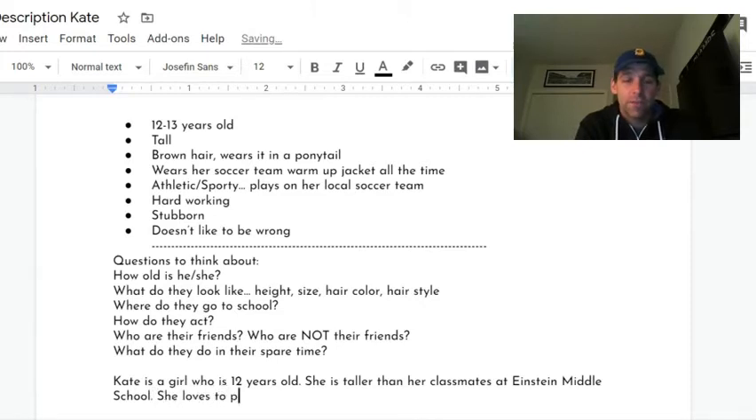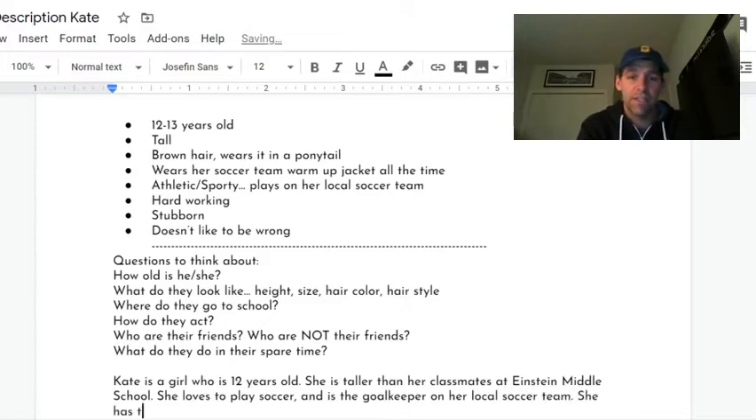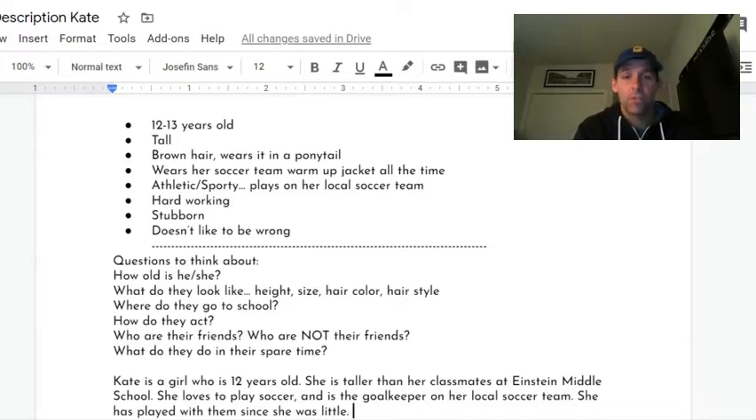She loves to play soccer and is the goalkeeper, the goalie for those of you who are not soccer people, on her local soccer team. She has played with them since she was little. I don't have to necessarily specify exactly when she was little, like 5, 6, 7 years old. When she's little, she's younger than 12. Not a big deal. She is really determined.